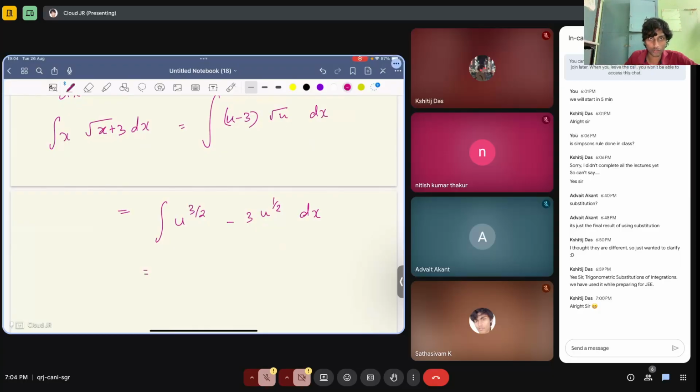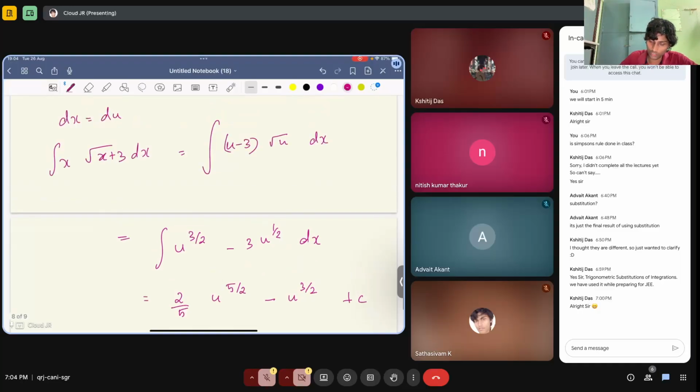Okay, so I will probably just write the solution here. Maybe you can try to figure out what it is. It's 2 by 5 u power 5 by 2 minus u power 3 by 2 plus c. Okay, so this is what we have.